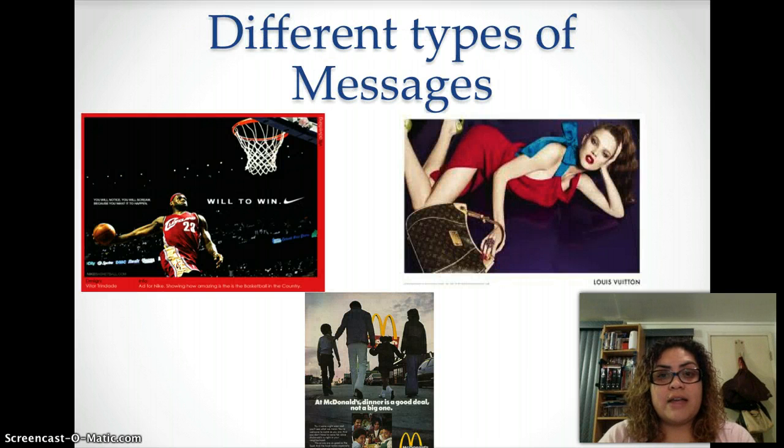Here are a couple of different types of messages. Here we have Louis Vuitton, for example. They are known for their exotic bags and they're very expensive fashionable bags. With them, all this message is conveying is a woman, very fashionable, with a very expensive bag by her hand. No words, no anything. Nike, on the other hand, is trying to appeal to a sense of winning, regardless of what that product is. They are trying to sell a name brand. They're trying to appeal to your sense of wanting to win. And with McDonald's, golden arches, you can't go wrong. Everybody knows what the golden arches are.